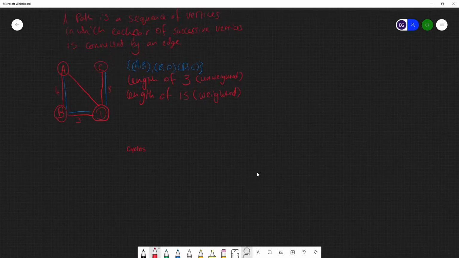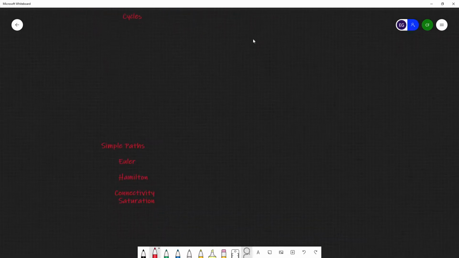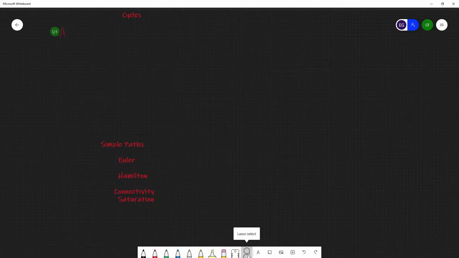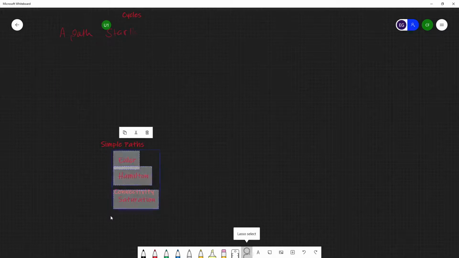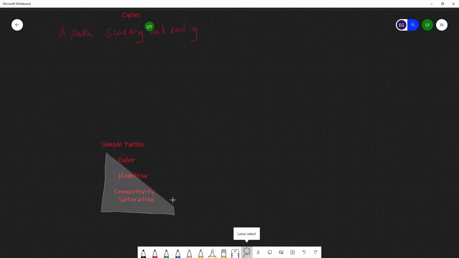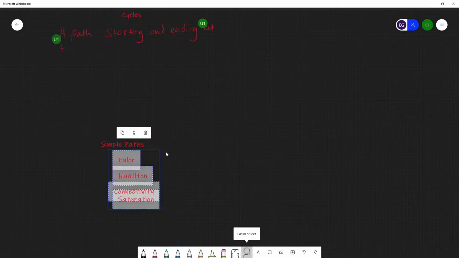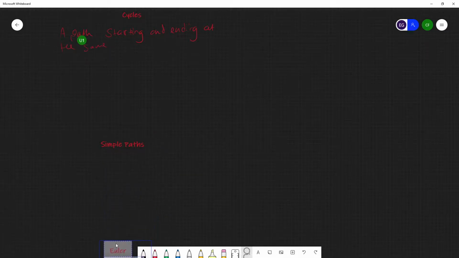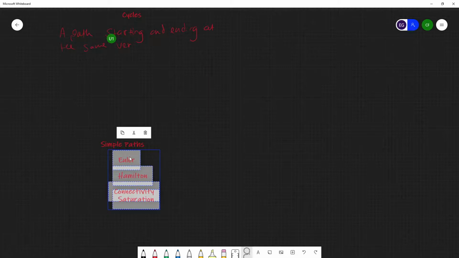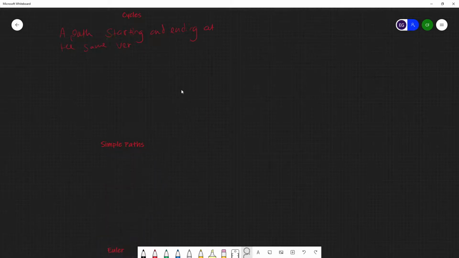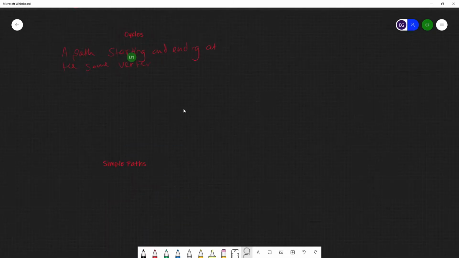We can also have something called a cycle. So a cycle is a path starting and ending at the same vertex. We'll use vertex, because we've been using vertices the last couple of definitions.